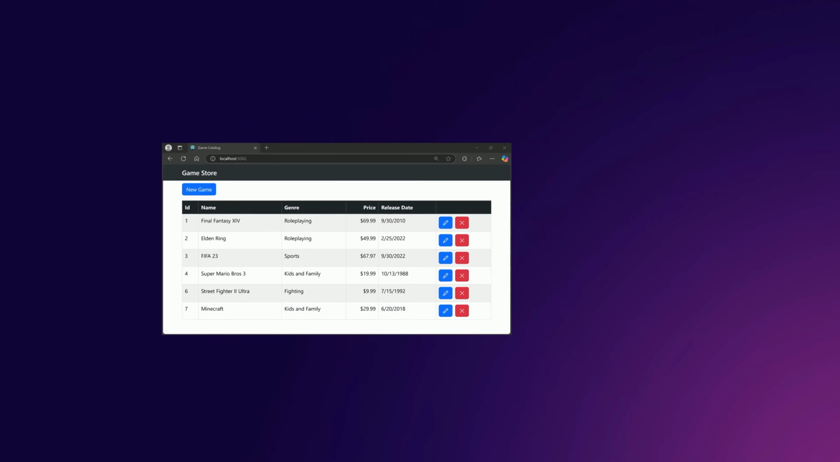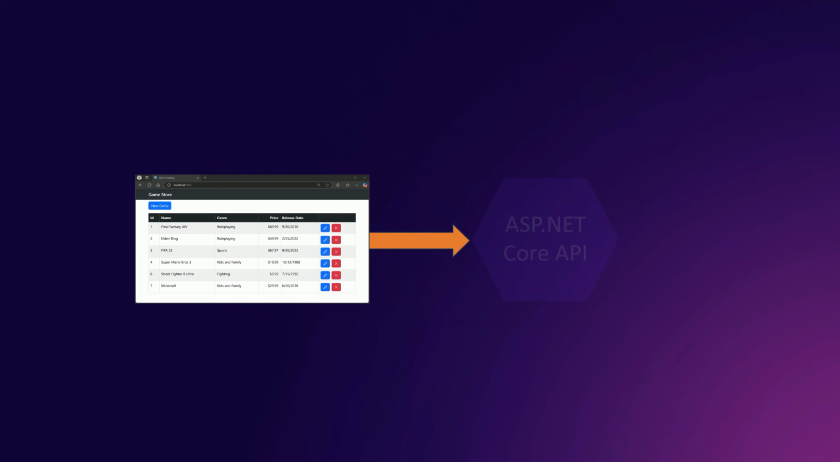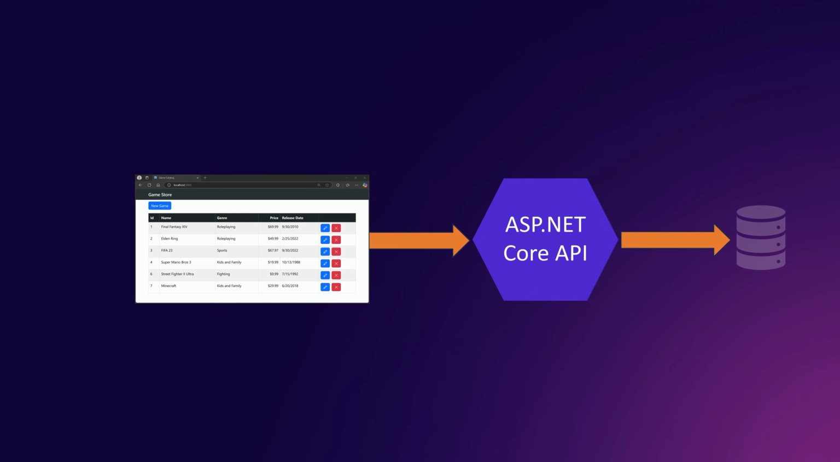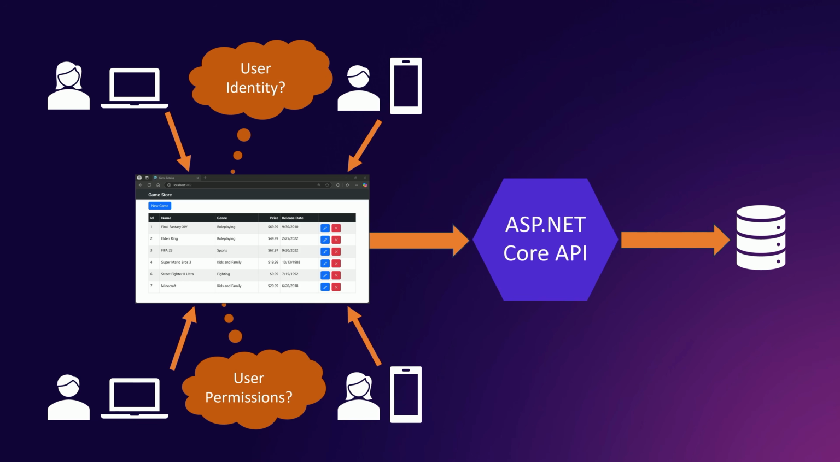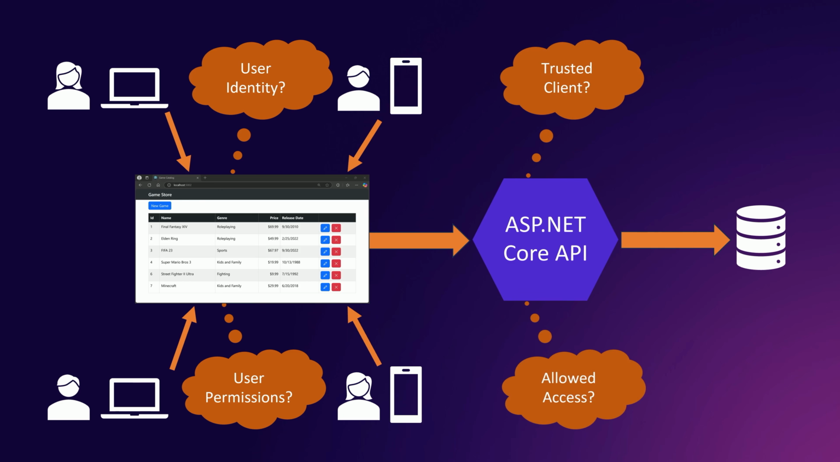Your .NET Web application is almost ready. It's calling your backend API, which connects to your database. But currently, anyone can use it. The app doesn't know who the user is. It doesn't know what they're allowed to do. It can't tell if the request comes from a trusted client or if incoming requests should be allowed at all.